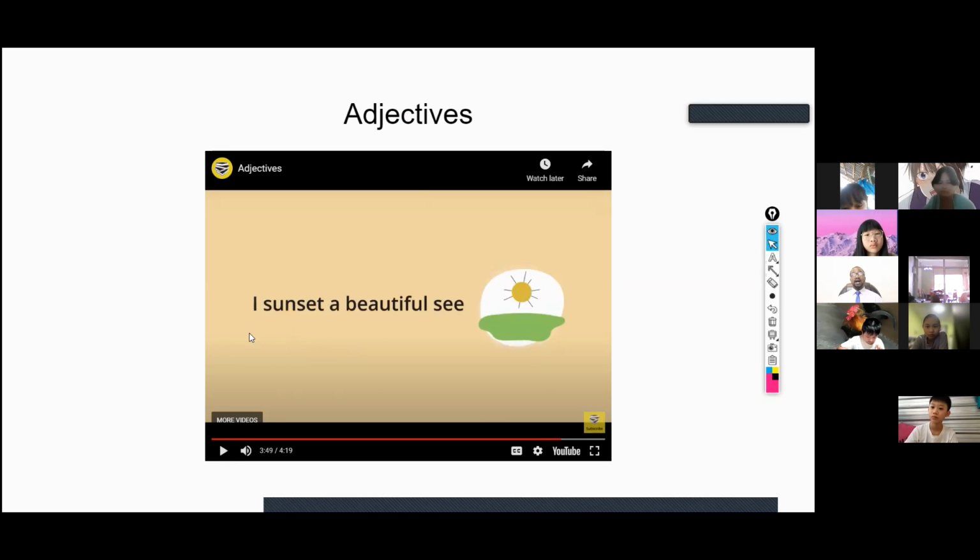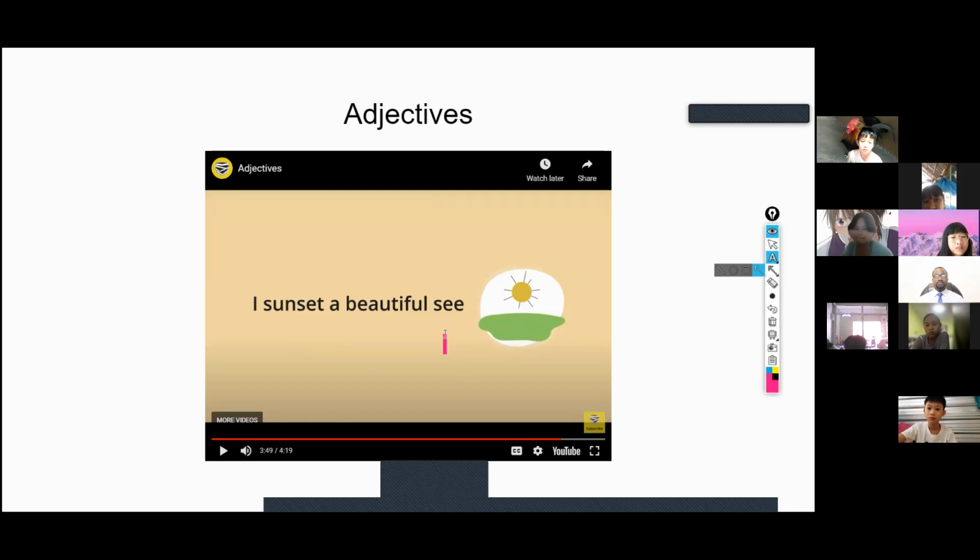All right. "I sunset a beautiful sea." Who wants to help the teacher with this one? Let's put it in the right order. Who can help? Volunteer. Which students can help? Q. Okay. See beautiful sunset.